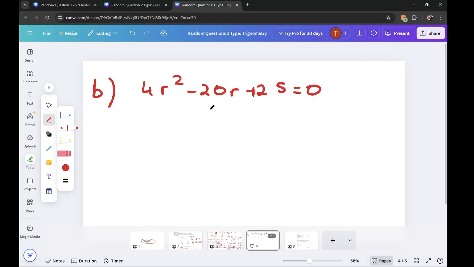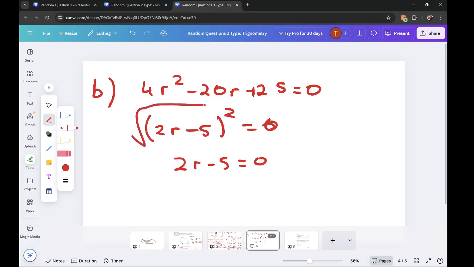I prefer factorizing. Here you have to multiply to get 100 and add up to get minus 20. That would just be minus 10 and minus 10. So I would factorize to (2r minus 5) squared is equal to 0. So you take the square root, which cancels out the square, and the square root of 0 still stays 0. So once you do that, you get 2r minus 5 is equal to 0. Then you get r is equal to 5 over 2.